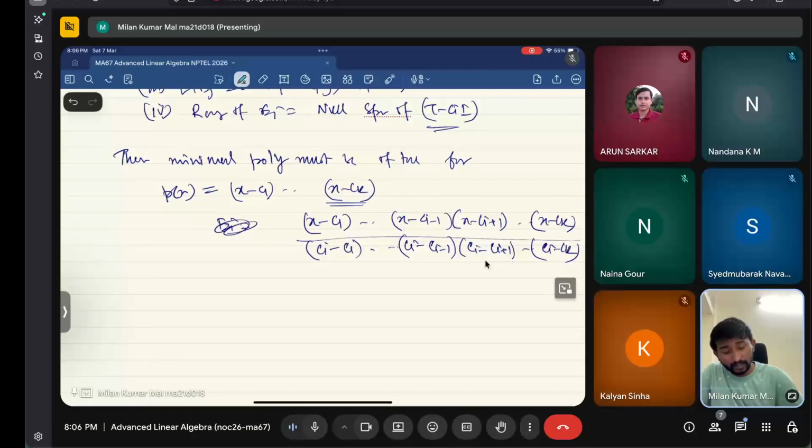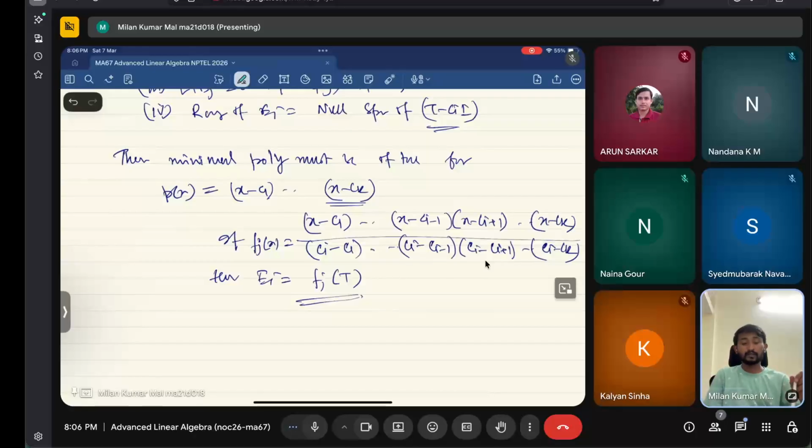Sorry, this is not Ei. Basically, the Ei are actually polynomials of T. If fi(x) looks like this, then Ei is actually fi(T). You can check. I hope I have written it correctly without the sign.